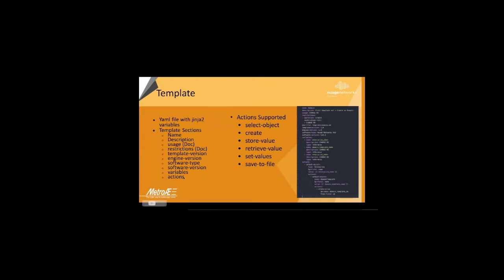So the actions section is the next section that is important because it talks about what the behavior of the template is. Based on the actions, it does a tree underneath in the code to figure out how to go about creating this object and what values it needs to set. So the actions that are currently supported in the template are select object, create, store value, retrieve value, set values, and save to file.